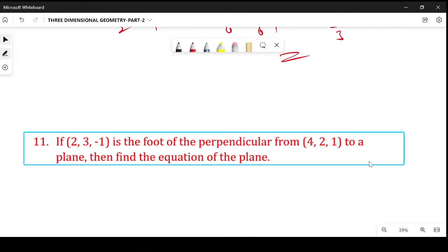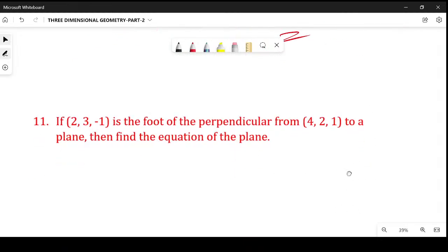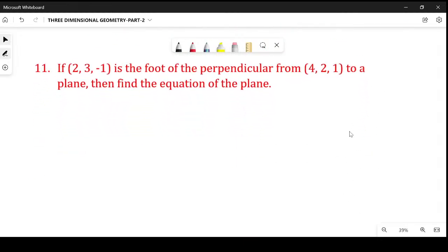Next, the 11th one. If (2, 3, minus 1) is the foot of the perpendicular from (4, 2, 1) to a plane, then find the equation of the plane. They are asking to find the equation of the plane. (2, 3, minus 1) is the foot of the perpendicular from (4, 2, 1) to the plane. That means the plane passes through (2, 3, minus 1).